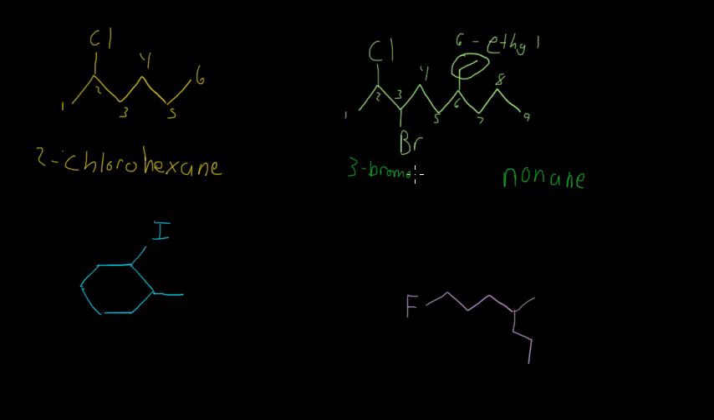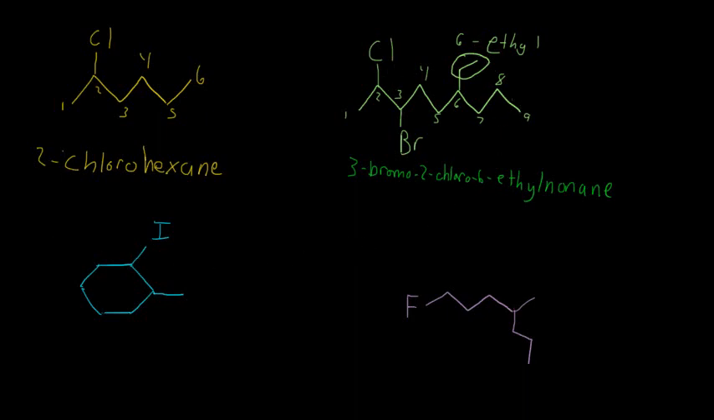And then we're going to have 2-chloro, and then 6-ethyl. And I've run out of room, so I'll go ahead and erase this real quick. So we have 6-ethyl next. So we have 3-bromo, 2-chloro, 6-ethyl, and then nonane. So that right there is how you name this compound.